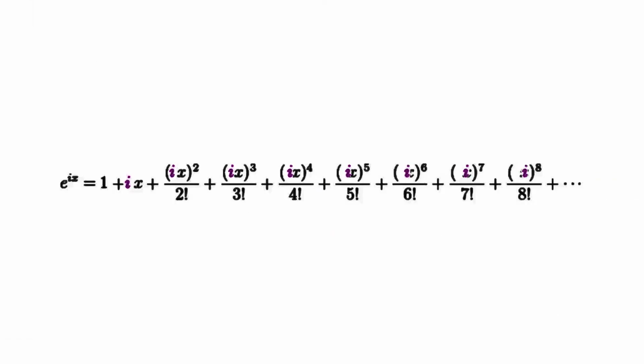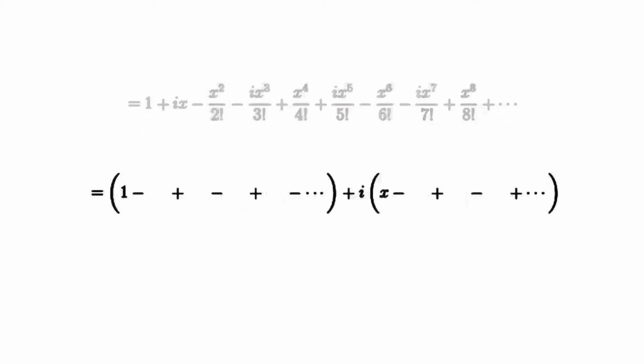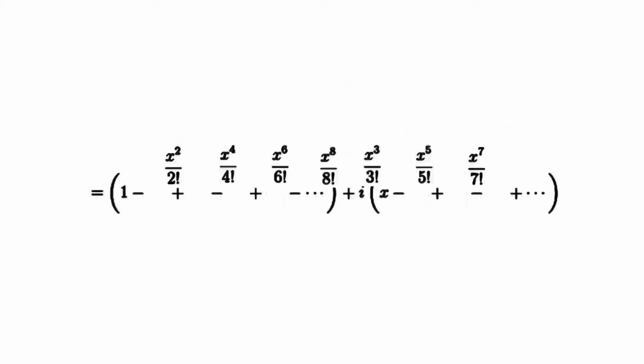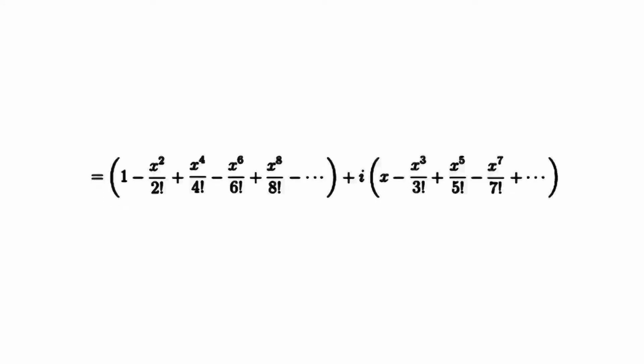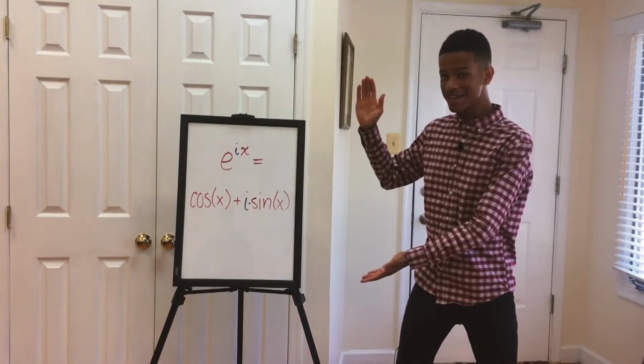When Euler included i in the series for e to the x, he could reorganize the terms to look like the series for cosine and sine multiplied by i. This led him to create his famous formula. Amazing, right? But the fun doesn't end there.